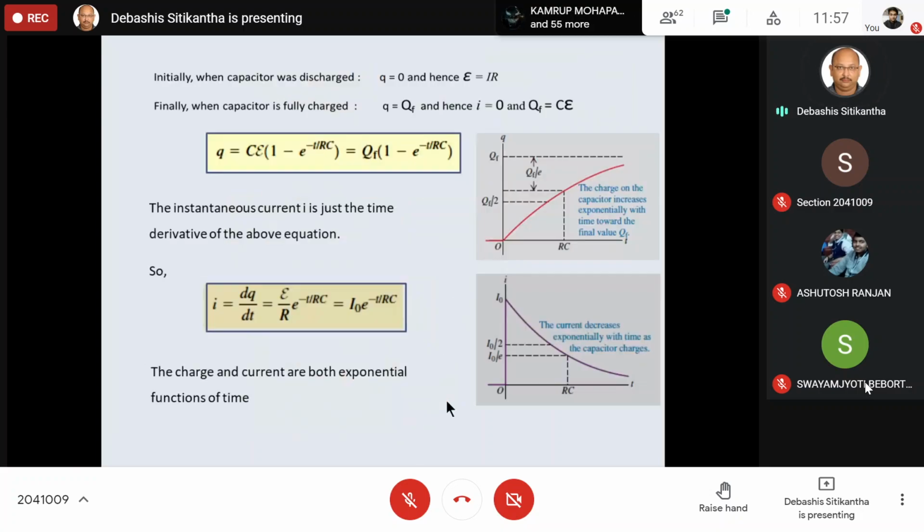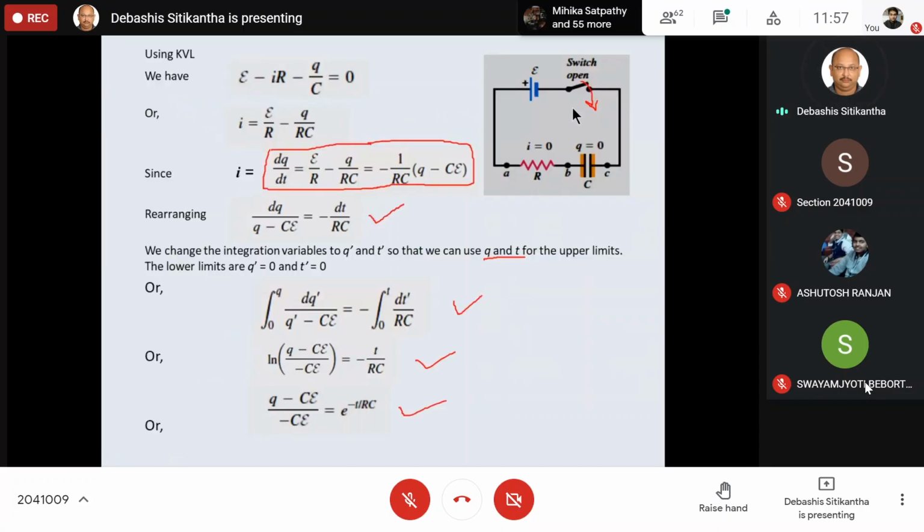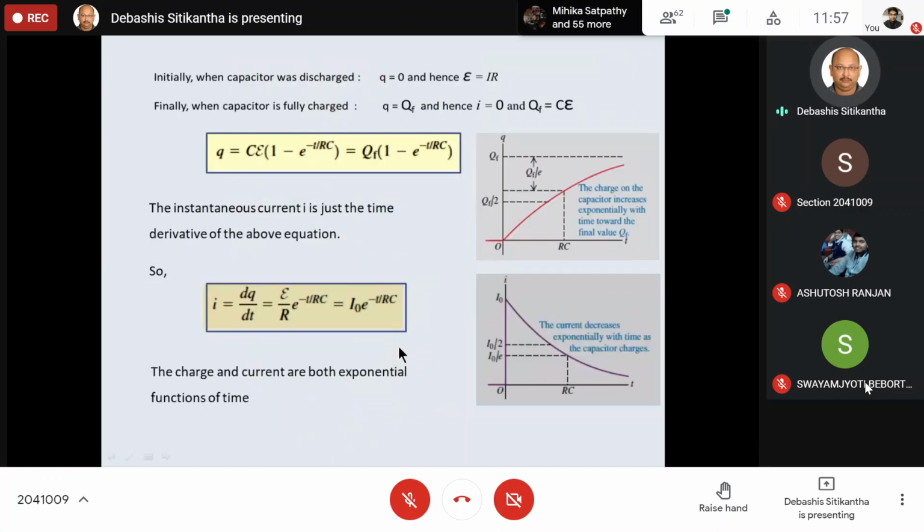Now, initially when the capacitor was completely discharged, Q was equal to 0 and E is equal to IR. Finally, when the capacitor is fully charged, your Q becomes QF and hence I becomes 0. And your QF is nothing but the capacitance into the applied voltage, that is E. So if I manipulate this equation, then I am ultimately going to get this equation.